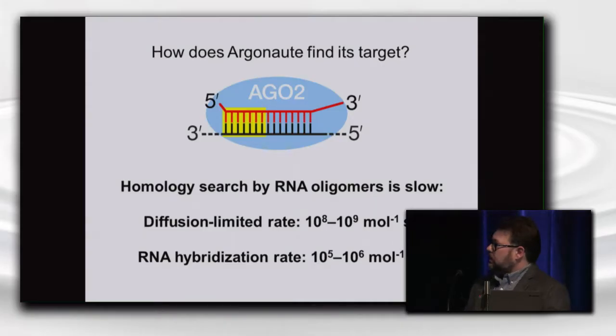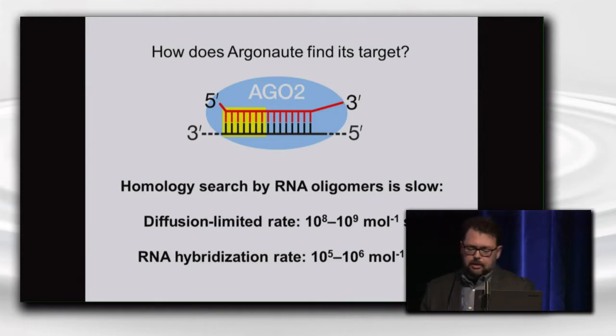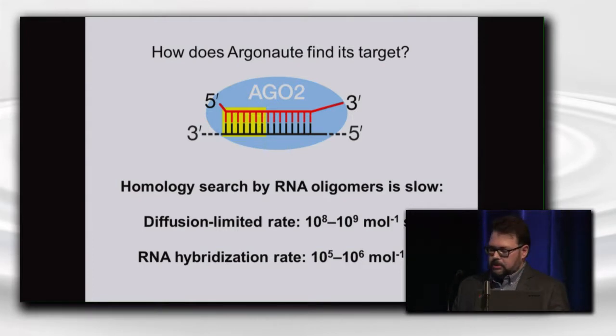And the other problem is that homology search by RNA oligomers is really slow. We know that the theoretical limit for this process, essentially the diffusion-limited rate of bimolecular collisions, is about 10 to the 8th to 10 to the 9th per mole per second. But the actual RNA hybridization rate is about 1,000 times slower. So only one in 1,000 bimolecular collisions between complementary strands will result in hybridization. Well, this has to do with entropy, and because single-stranded RNA is so flexible and samples a lot of conformations, most of these conformations are not conducive to duplex formation. So this process is extremely inefficient.